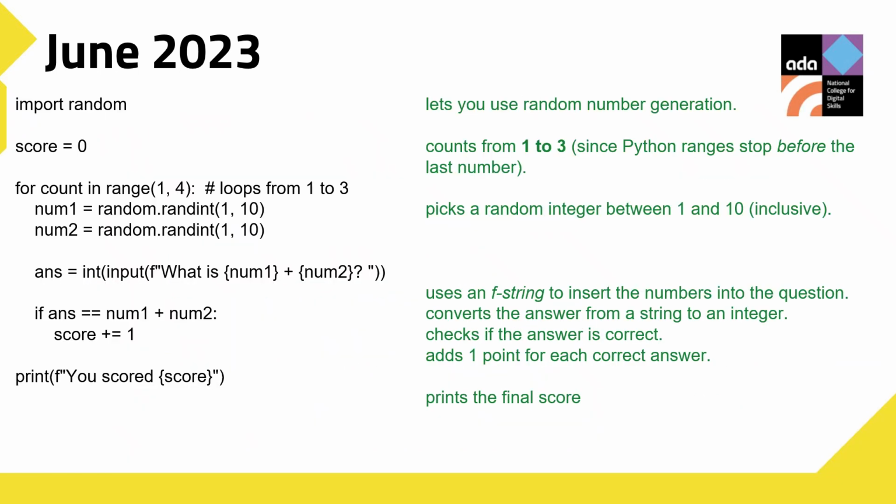Here is the solution to the same problem, but using a high-level language in Python. Note that we have imported the random function at the start to enforce random number generation. In the same way, we've created a for loop. This counts from 1 to 3 since Python ranges stop before the last number. We've created two variables in a similar fashion and again directed it to pick a number between 1 and 10. This is a whole number, so we've included a random int.